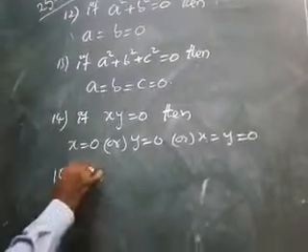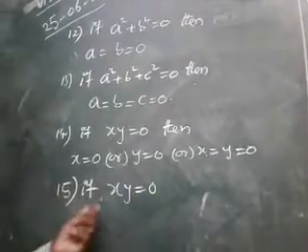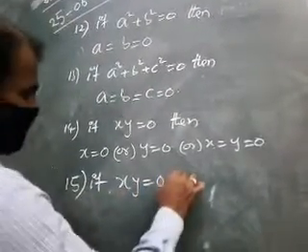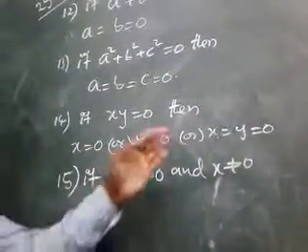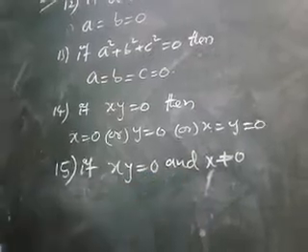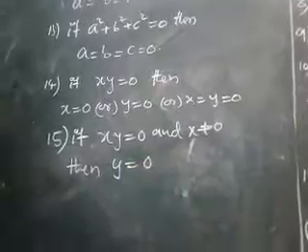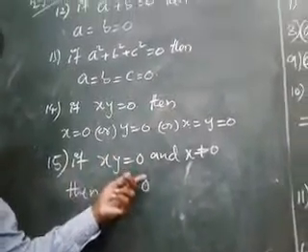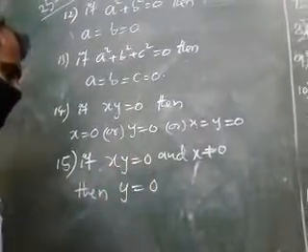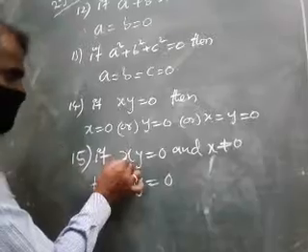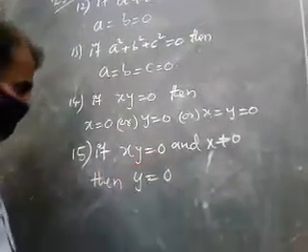15. If xy = 0, the product of two terms equal to 0, and x not equal to 0, so one factor is not equal to 0, then what happens? Then y must be 0. The product is 0 and one of the factors is not equal to 0. That means the other factor becomes 0 only. So x not equal to 0 means take x = 2; 2 into 0 equals 0 only.